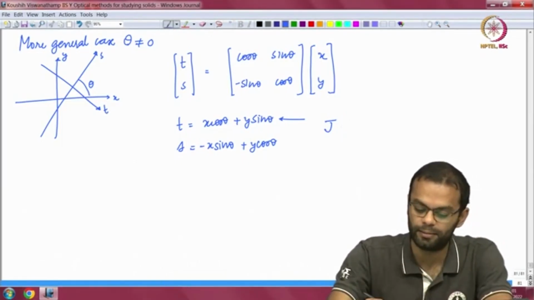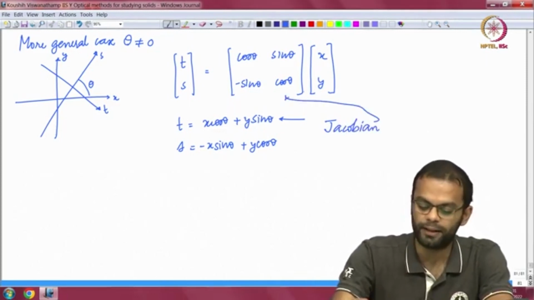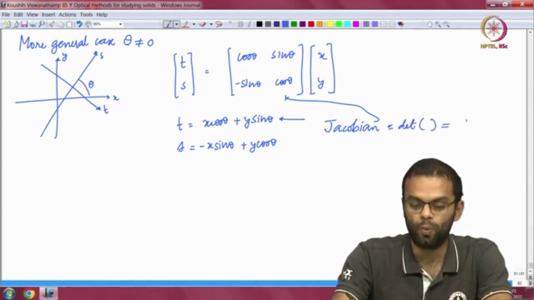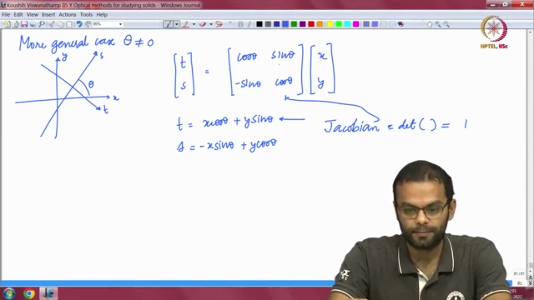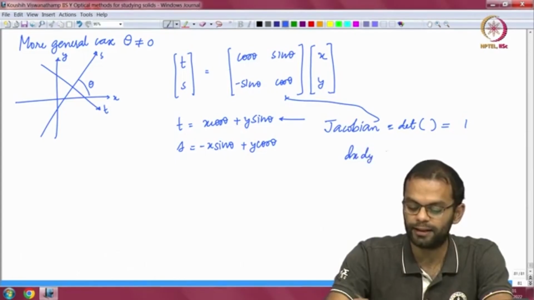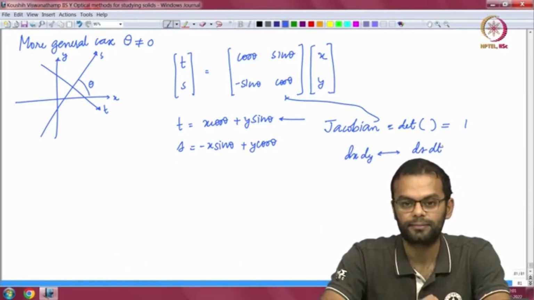Okay. So, if you do this, then the Jacobian of this transformation, which is basically the determinant of this matrix, will be 1, because you will have cos square plus sin square, and that is 1. Okay. And so, the area element dx dy will be the same as the area element ds dt.